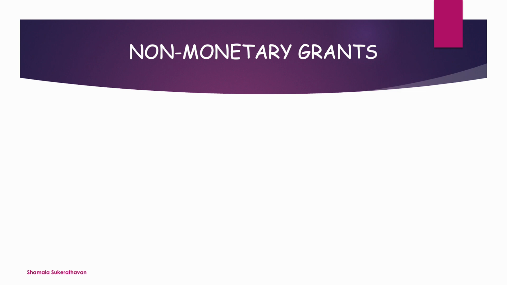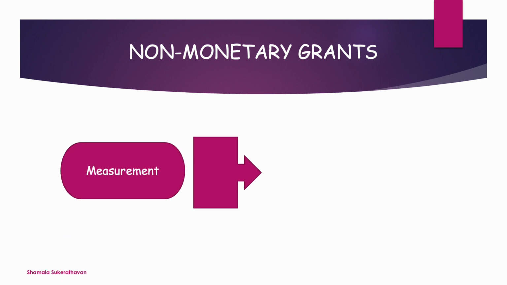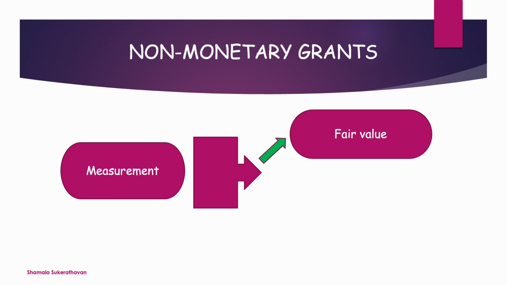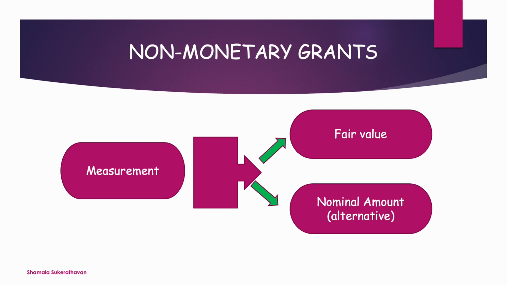In these circumstances, the normal accounting treatment is to assess the fair value of the non-monetary resource transferred and account for both the grant and the asset at that fair value. IAS 20 does allow, as an alternative, to record both the asset and the grant at a nominal amount.